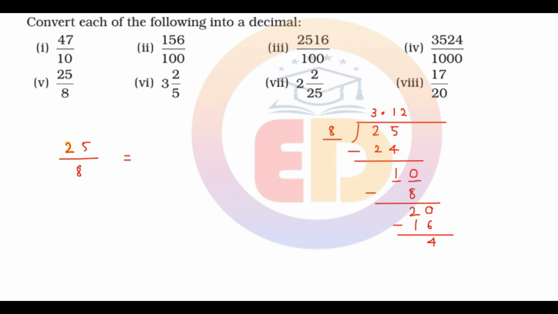8 will not go in 4. I have to increase 4. To increase it, place a 0 here. And in 8, 40. In 40, 8 will go 5 times. 8 5s are 40. Division is complete. My quotient is 3.125. That is our final answer.